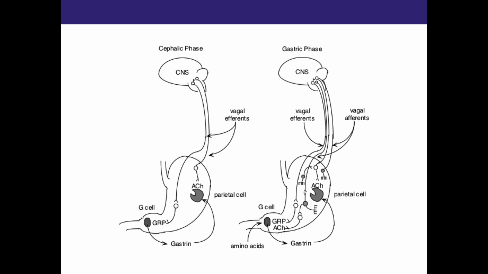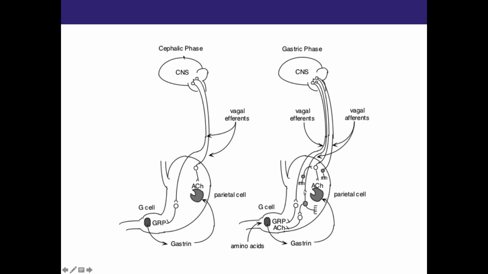And when that happens, you can see those vagal efferents are already being activated and releasing acetylcholine, which are triggering those parietal cells. You're also getting a little bit of gastrin secretion through these G cells. Some neurons actually release gastrin-releasing peptide. That's not very original. Gastrin-releasing peptide triggers those G cells to release gastrin, which then also plays a role in ramping up the acid secretion. That all happens in the cephalic phase.